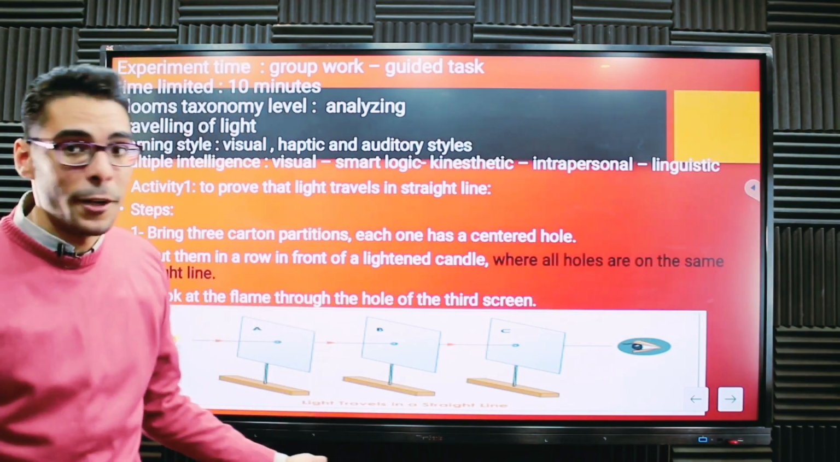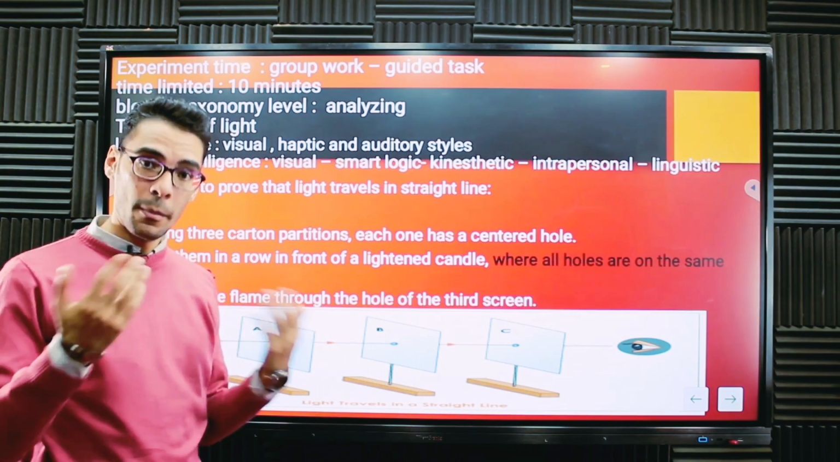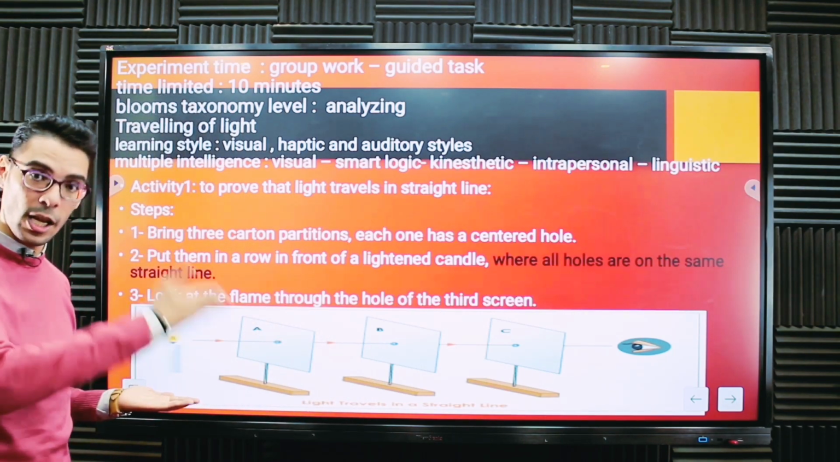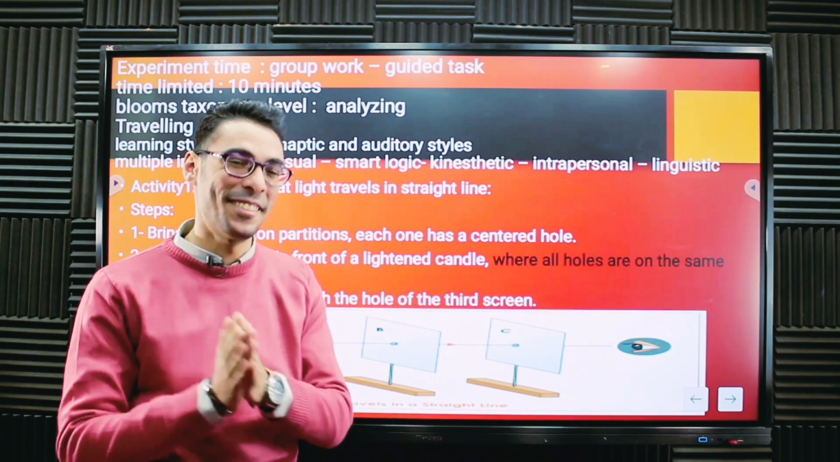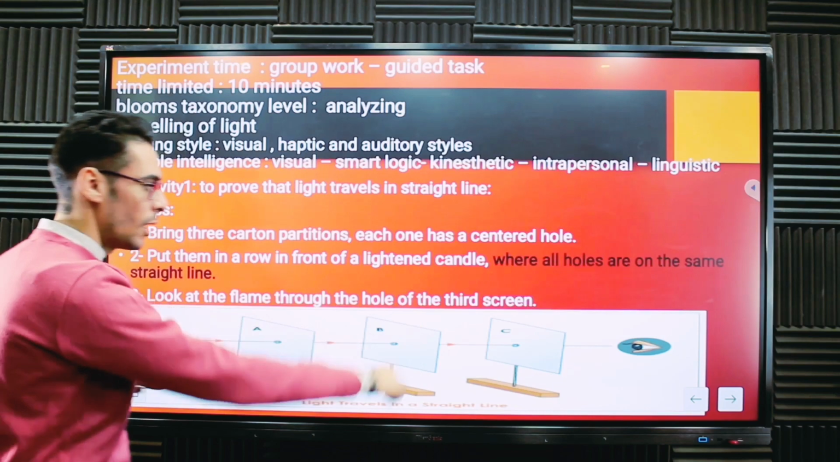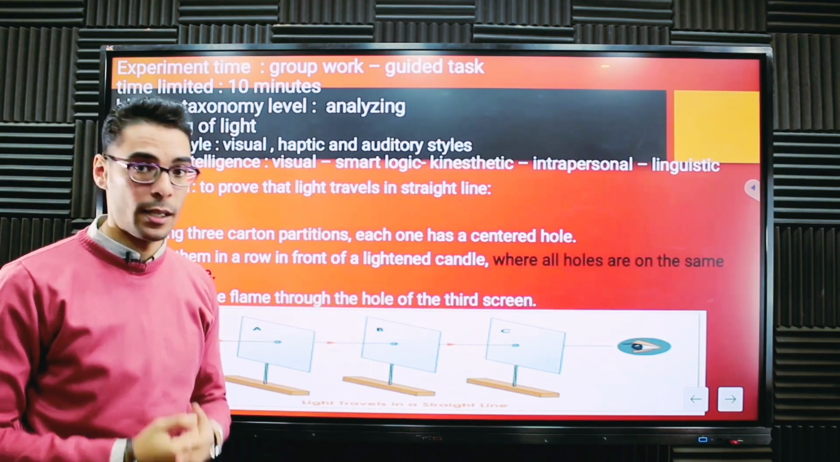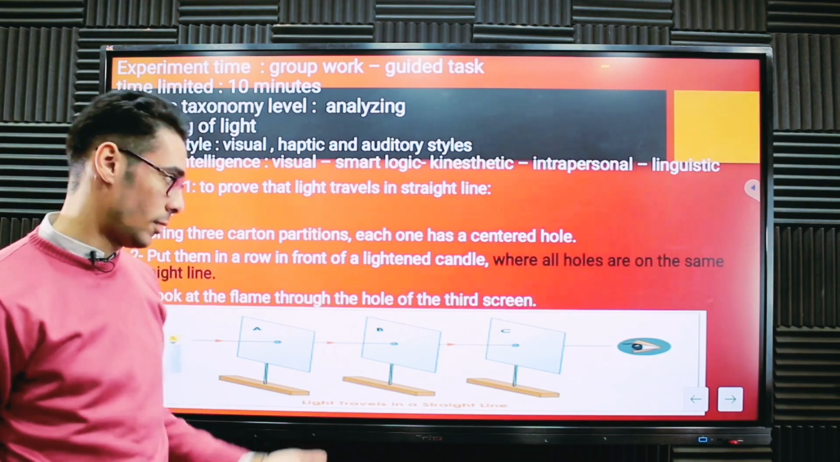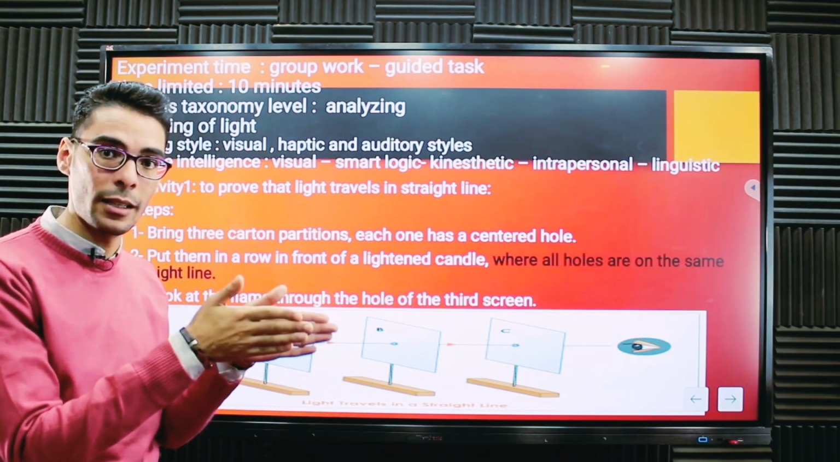All you need is 3 partitions, and make a hole in each one of them exactly from the middle. Put a light source on one side, and put your eyes, not exactly your eyes, I need you to go to the other side and take a look at the light source through the hole that you made already in the middle of the 3 partitions. Can you see the candle? Exactly, you can see it because they are arranged on a straight line.